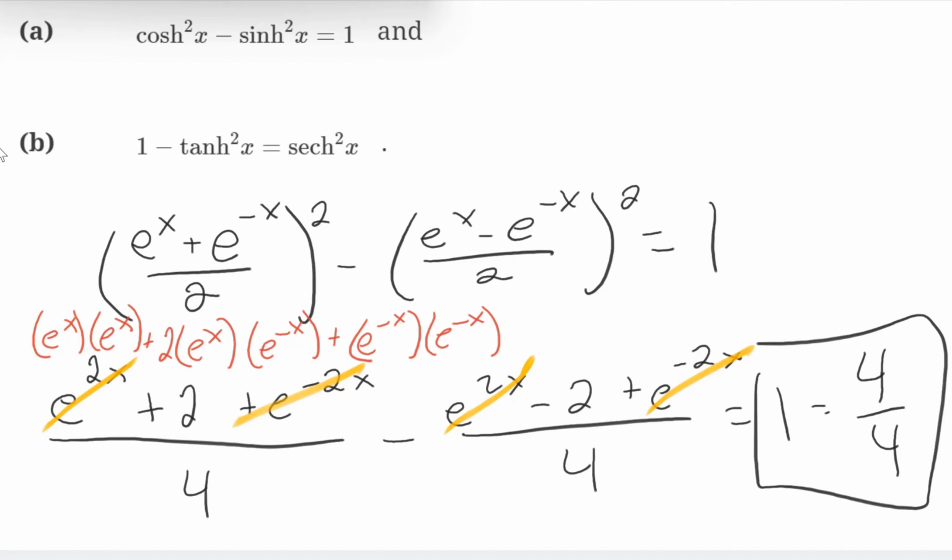2 minus negative 2 is 4, and my denominator is 4. And 4 over 4 equals 1, which is what we're trying to prove.